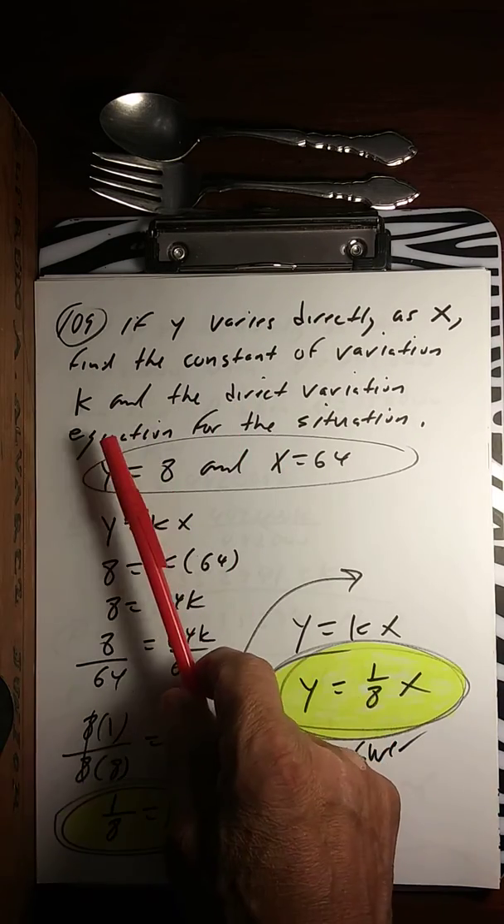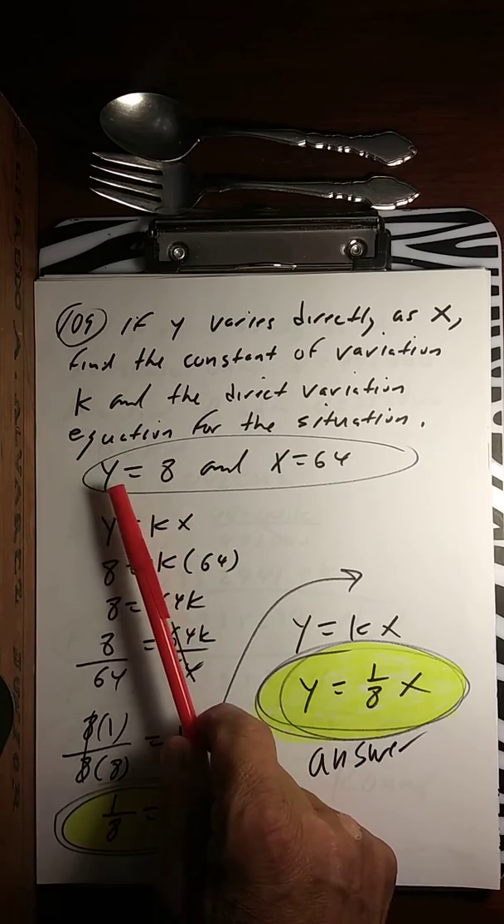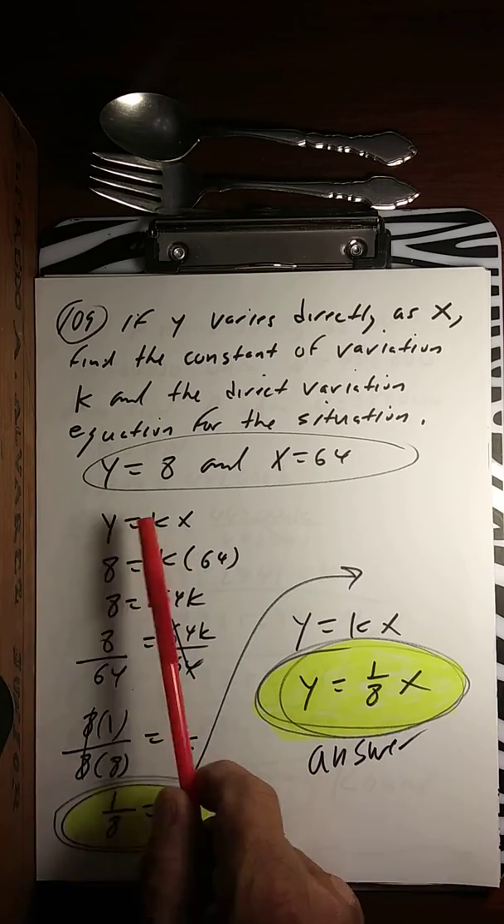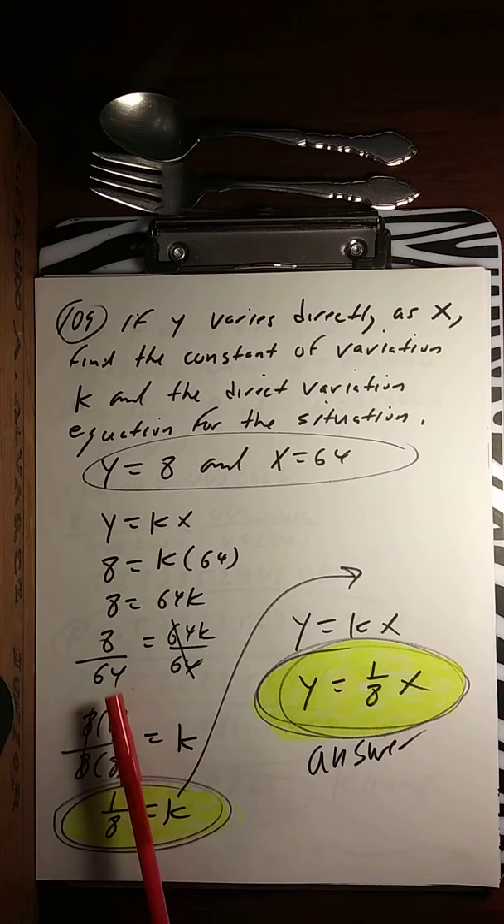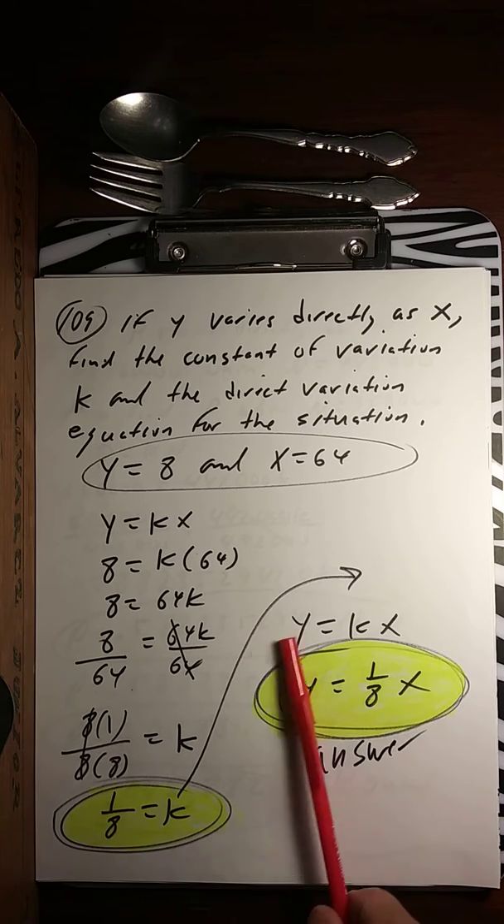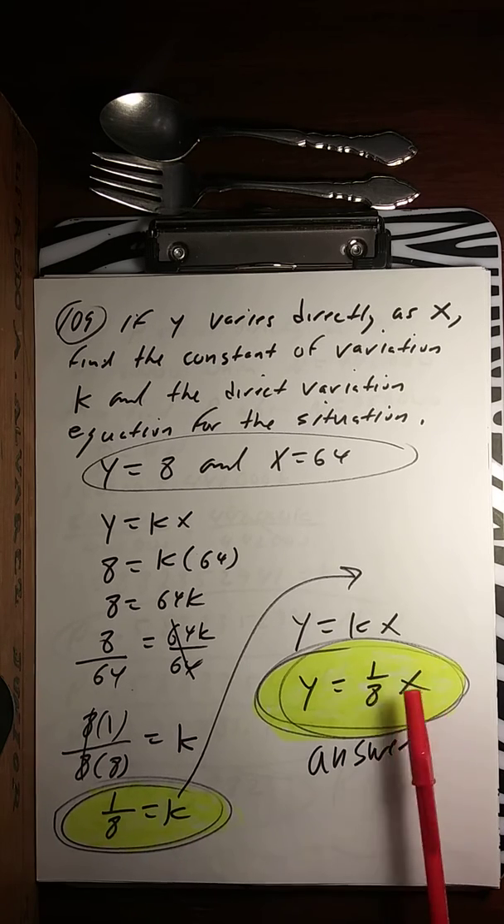Y varies directly as x. Find the constant of variation k in the direct variation equation. So y is 8, x is 64. So y equals kx. 8 there, 64 there. Divide by 64, divide by 64. 8 times 1, 8 times that. These cancel. 1 over 8 equals k. And the formula is y equals 1 over 8 x.